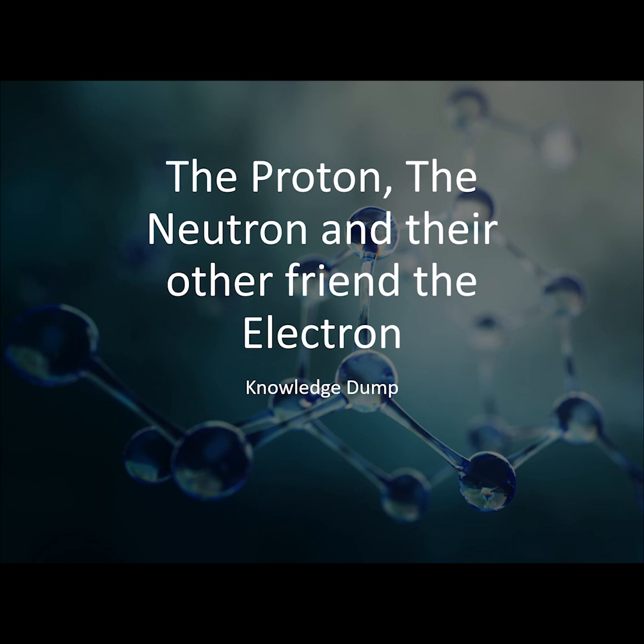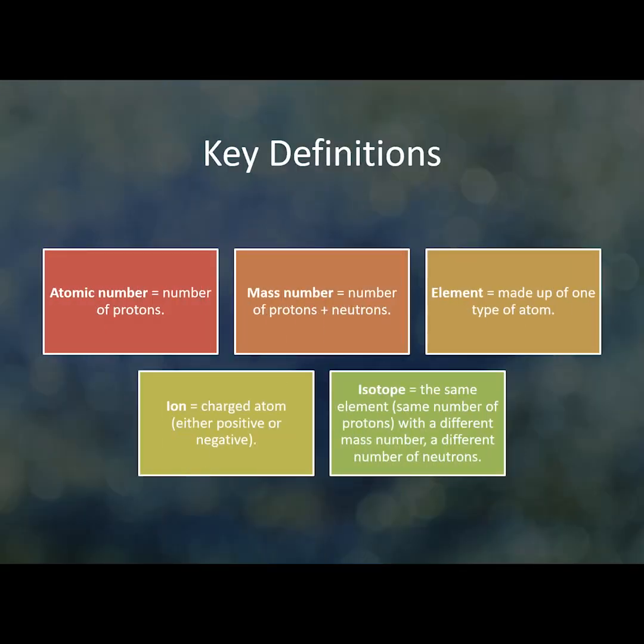In this one we're looking at the proton, the neutron and their other friend, the electron. Basically we're looking at the atom. Let's get into it. Key definitions that I'd like to run through. So atomic number is the number of protons, mass number is the number of protons plus the number of neutrons. Basically it's the weight of an atom.